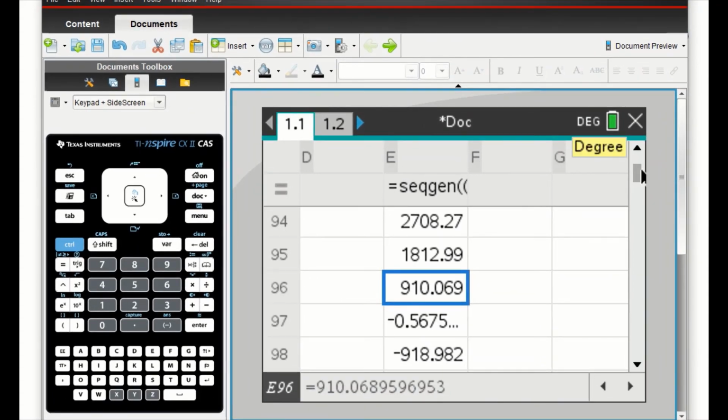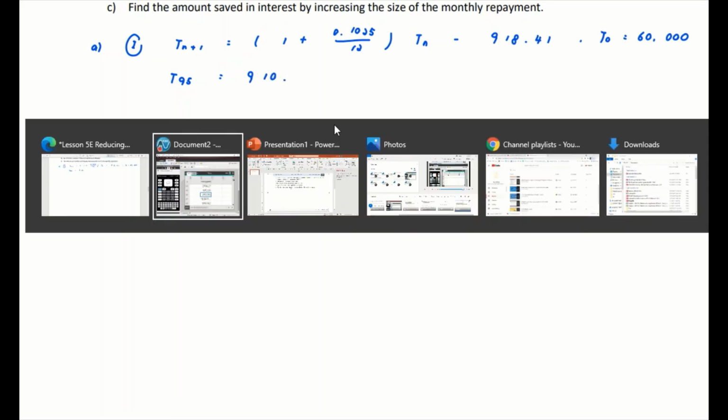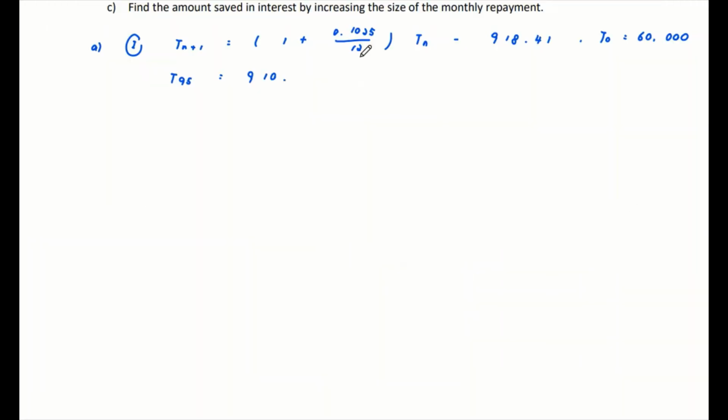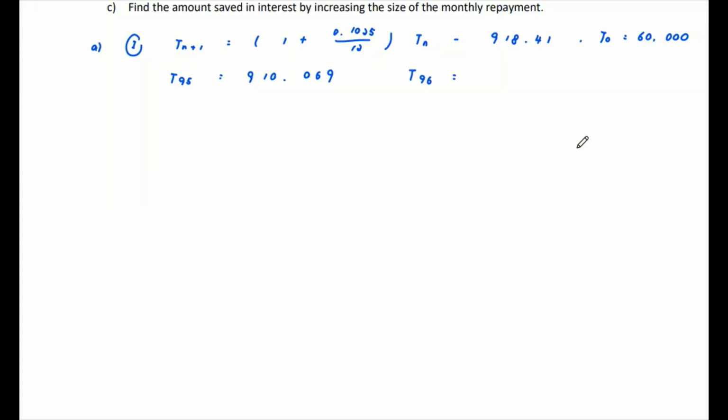So T95 is 910.09069. Alright, then after that, T96, we'll be able to get negative 0.568.